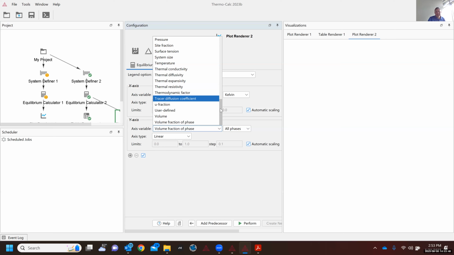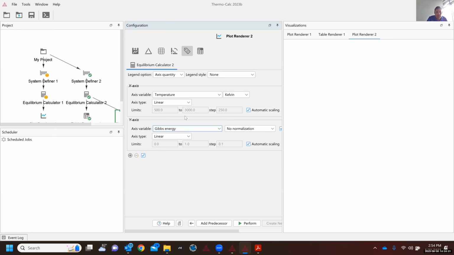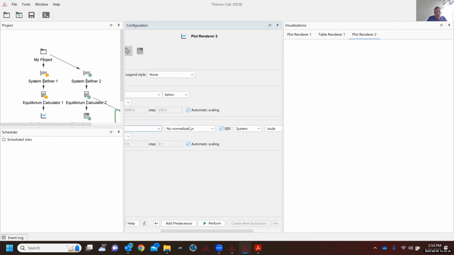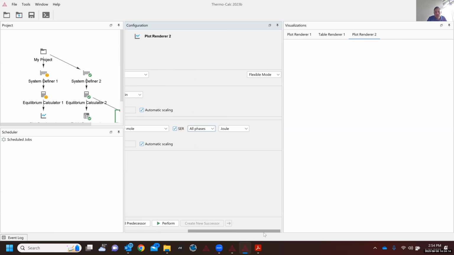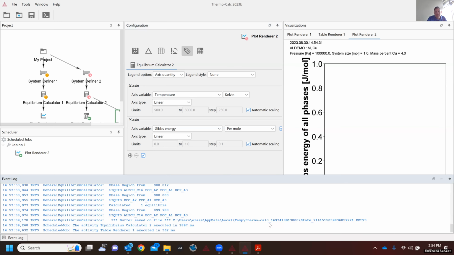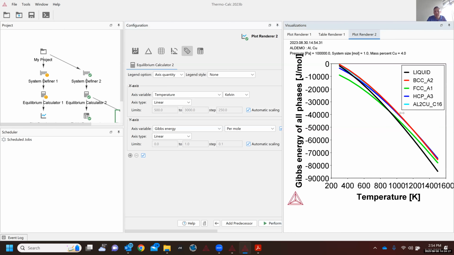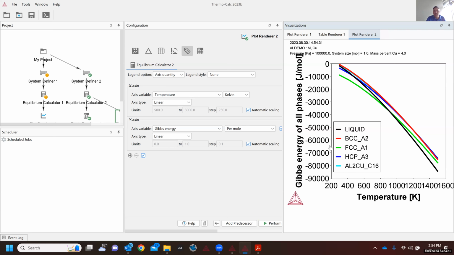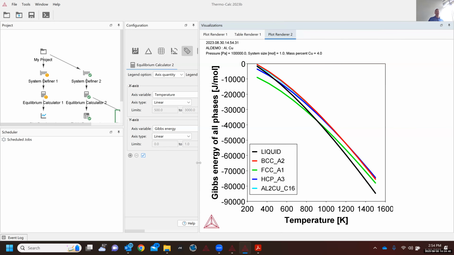Let's say the Gibbs energy per mole of all the phases in joules. Let's see what I get. So now this plot is giving us the free energy of all of the phases as a function of temperature for an alloy with aluminum 4 weight % copper. Why might that be important?